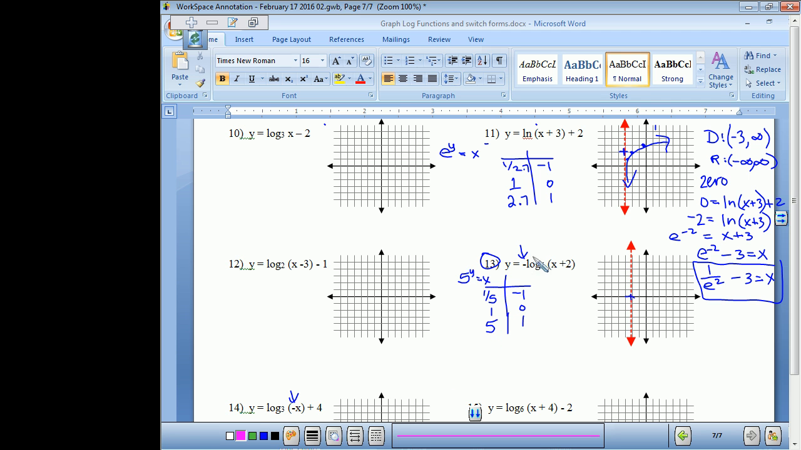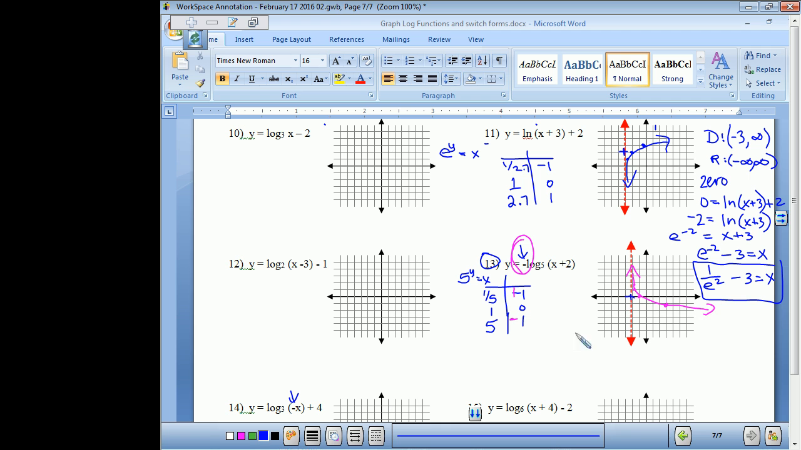Now, this one has a negative out in front. A negative in front of the entire function negates the function, which is the y's. It causes a reflection over the x-axis. A negative in front of our x negates the x's, which causes a reflection over the y-axis. This changes all our y's to the opposite. This changes all of our x's to the opposite. So instead of going over a fifth and down 1, we go up 1. And instead of going over 5 and up 1, we go over 5 and down 1. So this logarithmic function now looks like that.